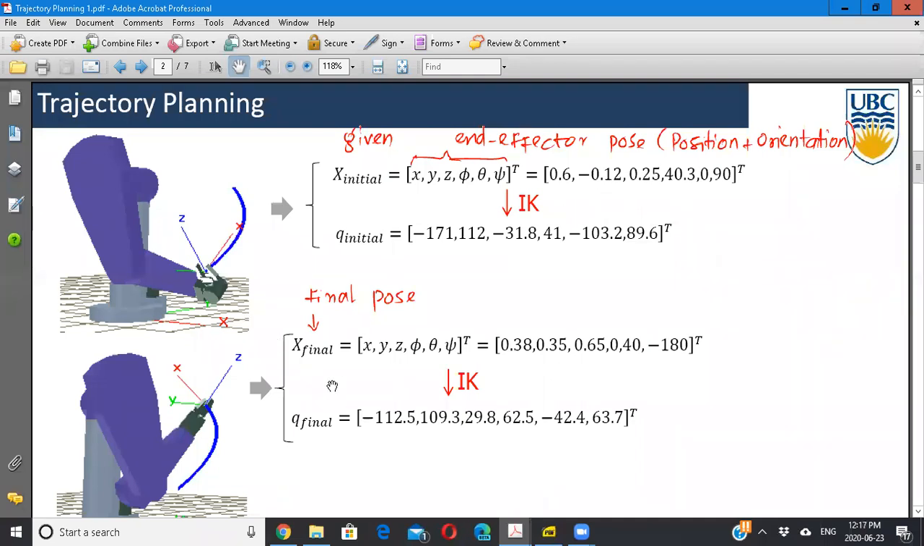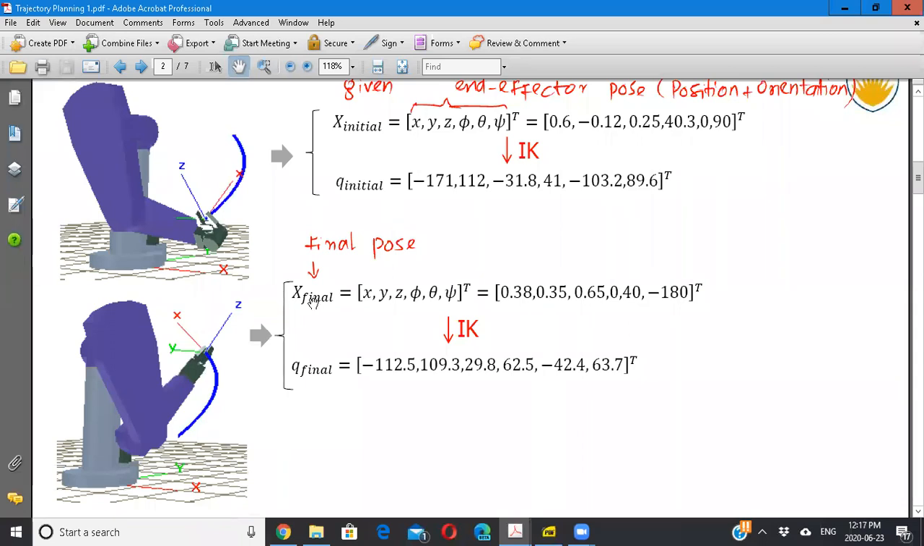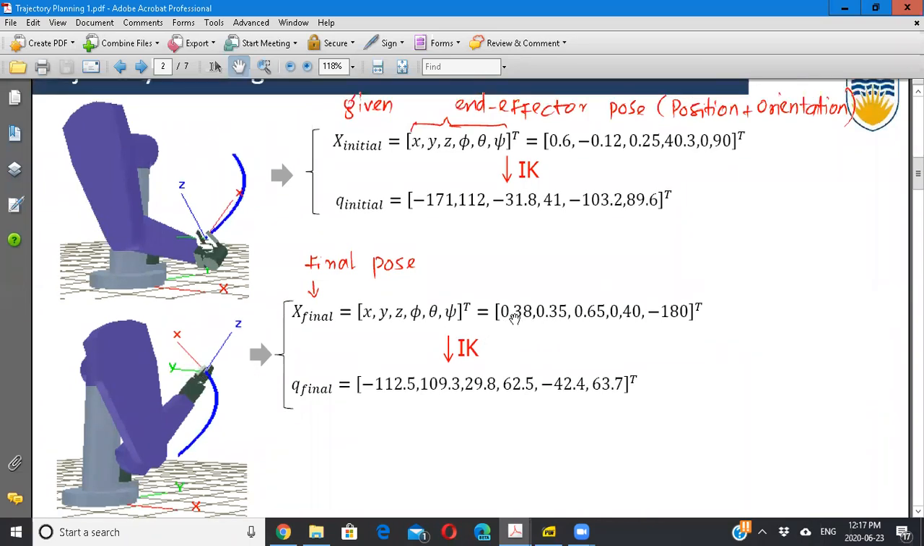Okay, and now where I want it to go is from the initial to a final position, which is this: 0.38 is the x position, then the y position, z position, and three angles, and then I convert that into joint space also. I do the inverse kinematics and I find what should be the joint angles if we want the end effector to be in that pose, to achieve this position and this orientation. So now we know the initial Q, the initial 6 values of theta, the joint variables, and the final Q.